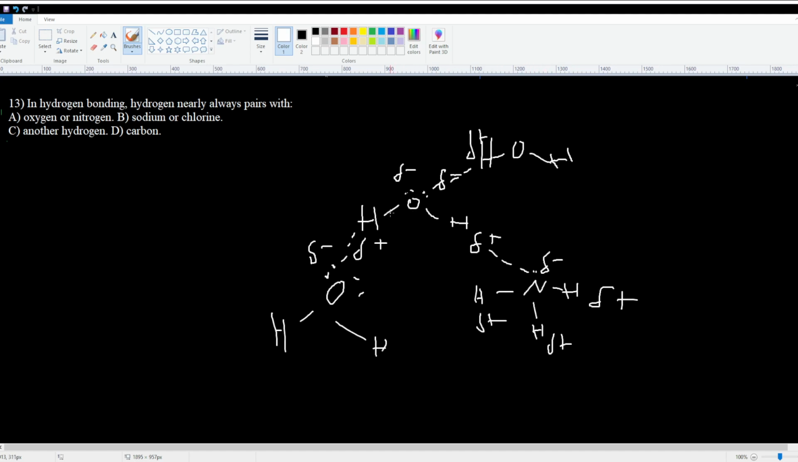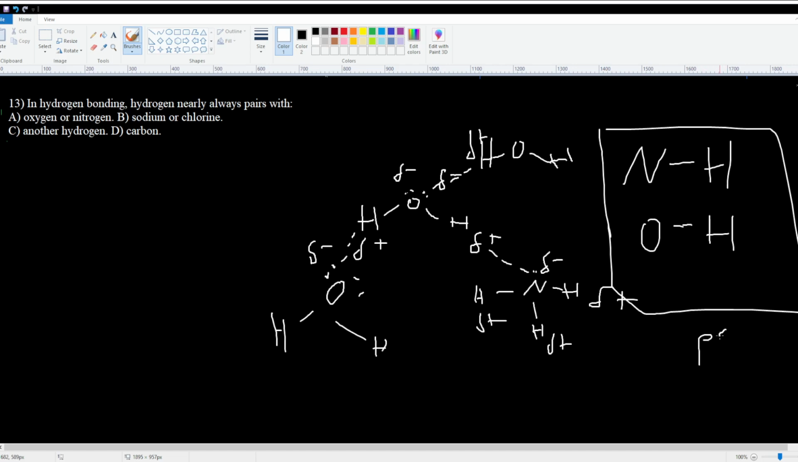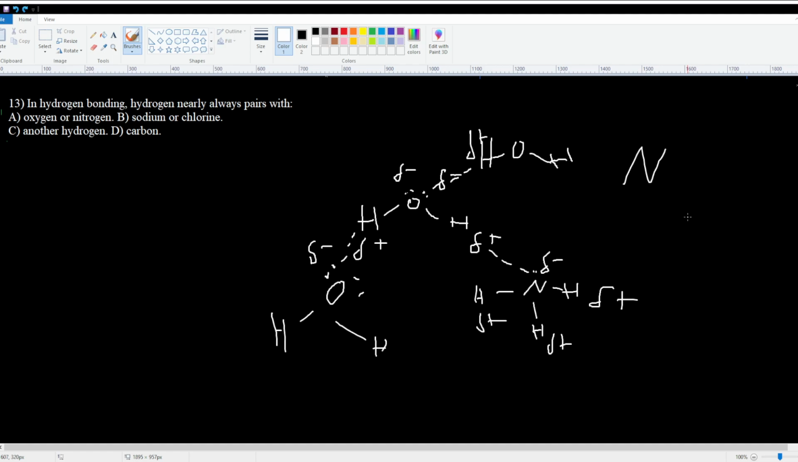Because just like oxygen and hydrogen, the sharing of electrons is unequal between hydrogen and nitrogen. So if we're talking about nitrogen with hydrogen and then oxygen with hydrogen, these are always going to be polar covalent bonds, right? And when we have polar covalent bonds, we have the possibility of making a hydrogen bond, which we just discussed. So in this case, after all that, we can consider A to be the correct answer because in hydrogen bonding, hydrogen will nearly always pair with either oxygen or nitrogen.